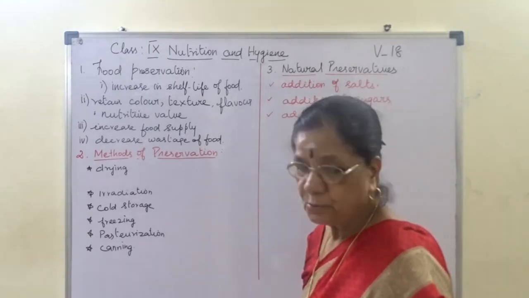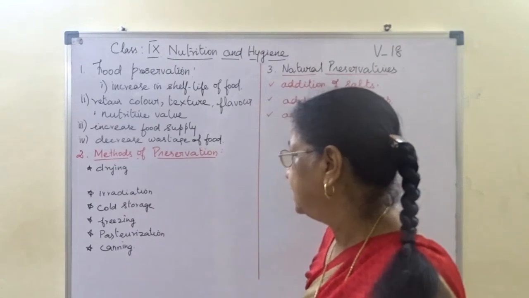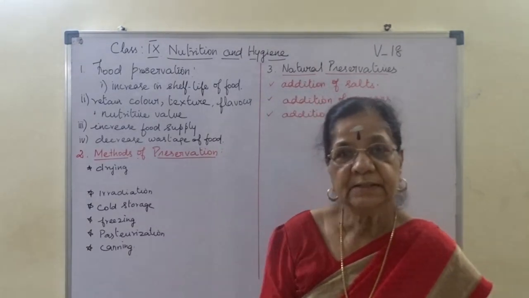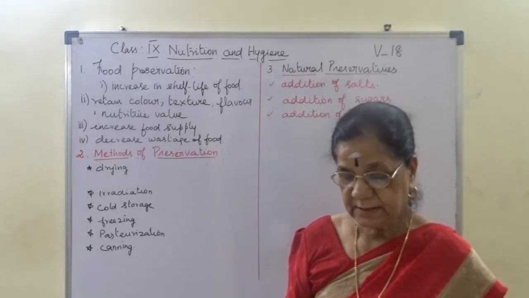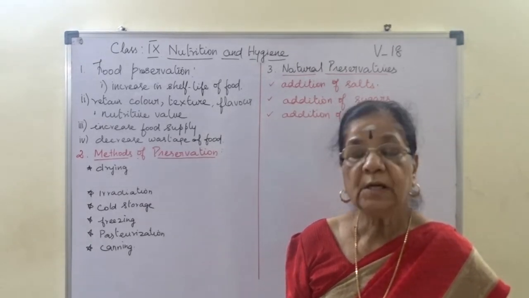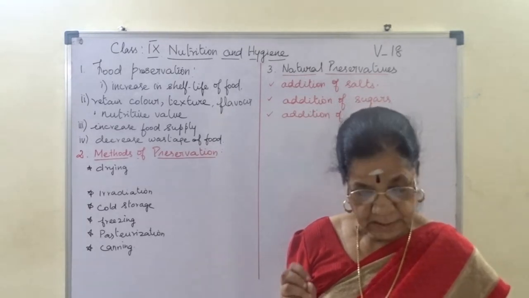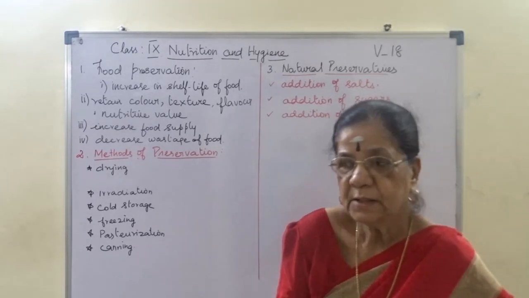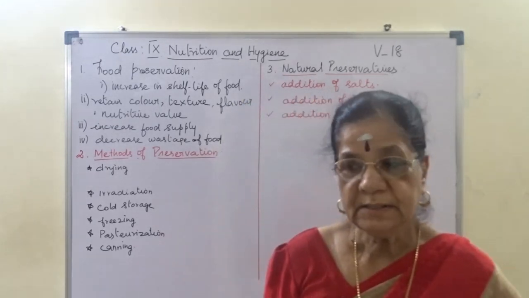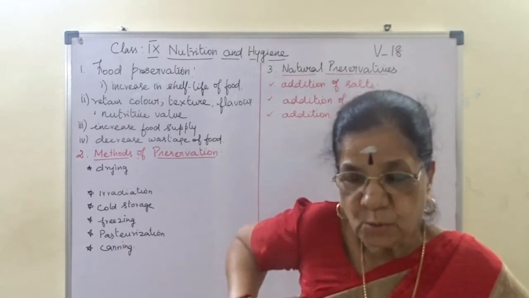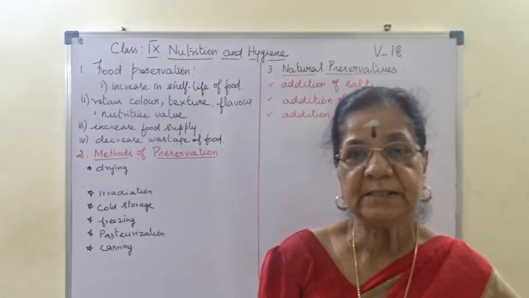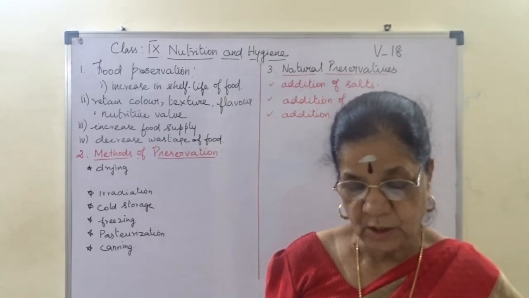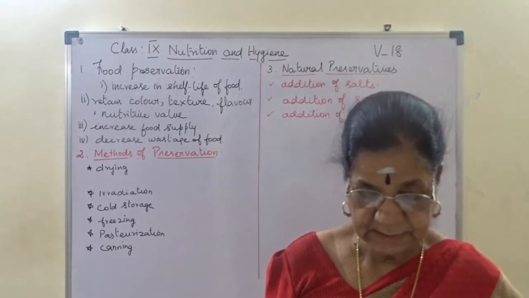Okay, and the third one is irradiation, cold storage, freezing, pasteurization and canning. Right? So drying is the process of food preservation by removal of water or moisture content. இப்போ நம்ம புளியை வெயிலில் காய வச்சோன்னா ஈரமாக இருக்கிற moisture content இல்லாமல் போகும். So it is the removal of water or moisture content in the food.